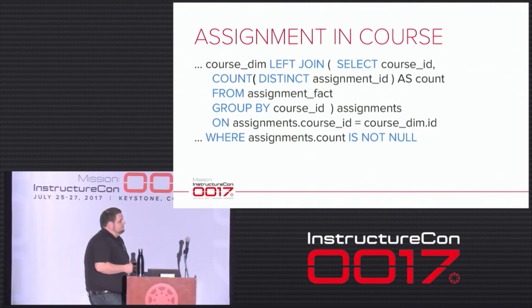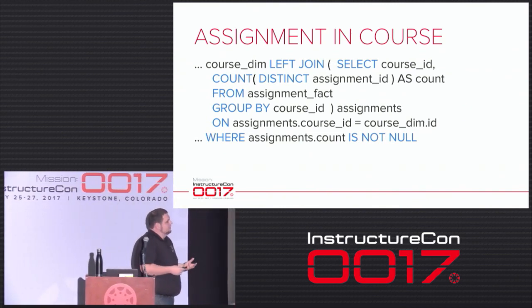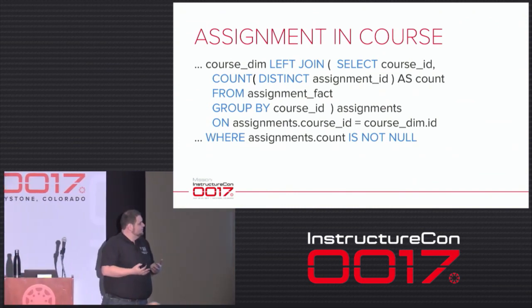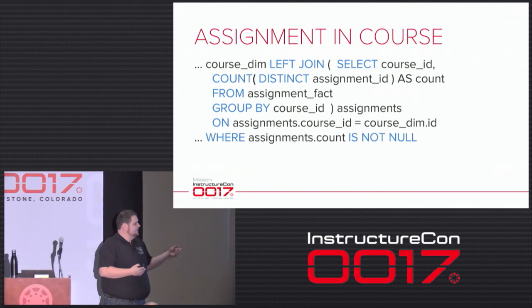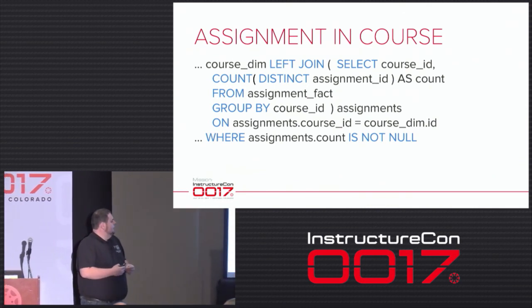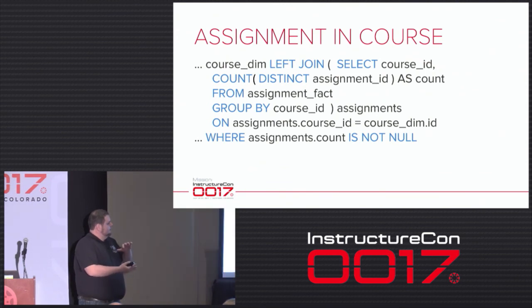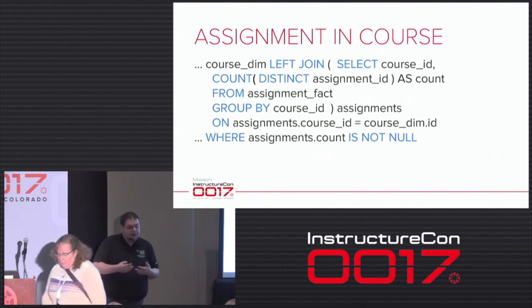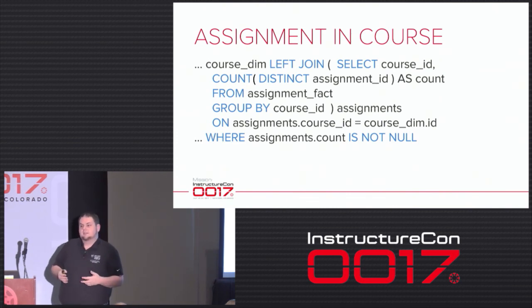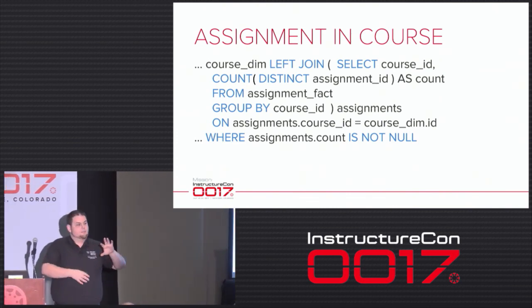So for the assignment facts table, we select the course ID and the count of records for distinct assignments according to the assignment ID field. And then we group that by course and call it assignments and left join it onto the course dimension table. And then for every record where a course has no assignments, there's going to be just null values on that part of the join.